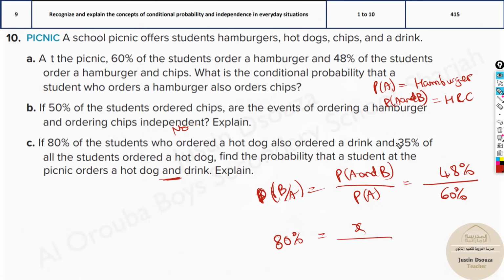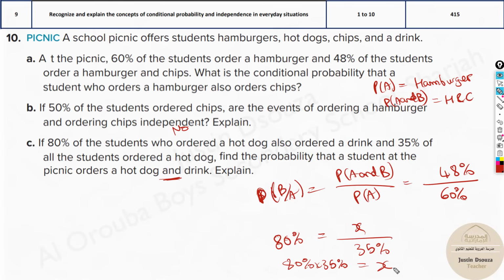What is the probability of A? 35% of the students order a hot dog. That's 35%. So how do we find the probability of A and B? That is hot dog and drink. You just take 35 to the other side. It'll be 80% times 35%.